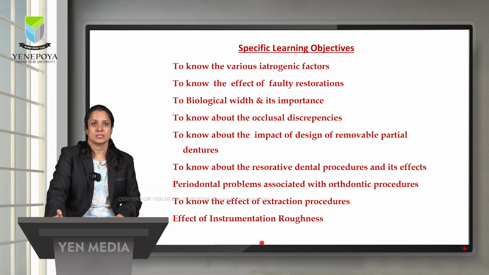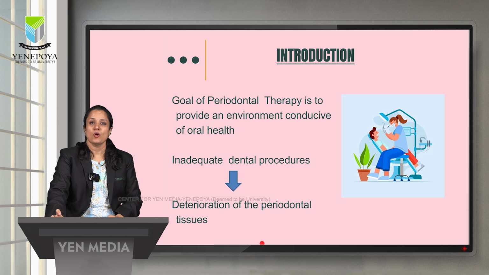My specific learning objectives include to know the various iatrogenic factors, the effect of faulty restorations, biological width and its importance, to know about the occlusal discrepancies, the impact of design of removable partial dentures, about the restorative dental procedures and its effects, periodontal problems associated with orthodontic procedures, to know the effect of extraction procedures and the effect of instrumentation roughness. We all know that the goal of periodontal therapy is to provide an environment conducive of oral health.